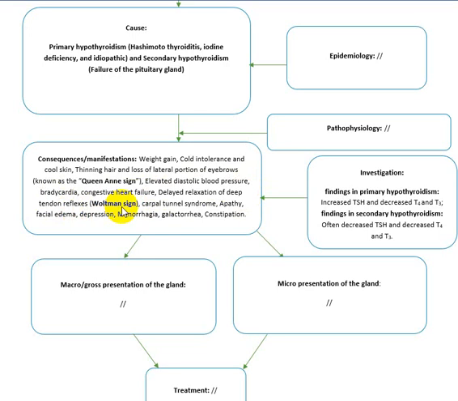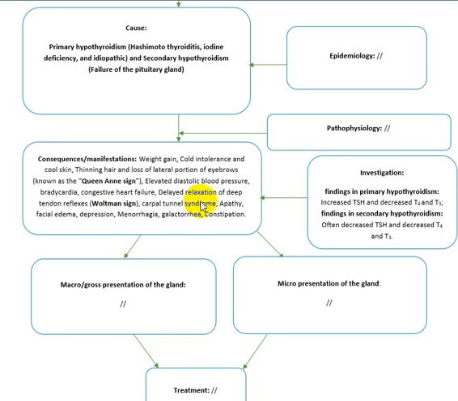Again, the Queen Anne sign is loss of the lateral portion of the eyebrow. And in the deep tendon reflex, you have the Woltman sign, delayed relaxation. This is because of hypothyroidism. You are inactive, so this is delayed. You also have carpal tunnel syndrome, which can add up to it.